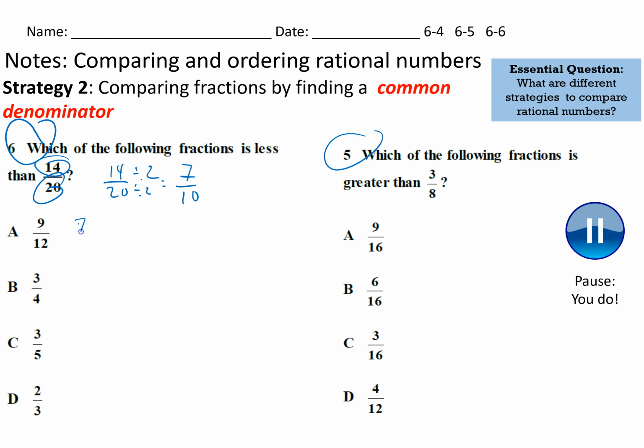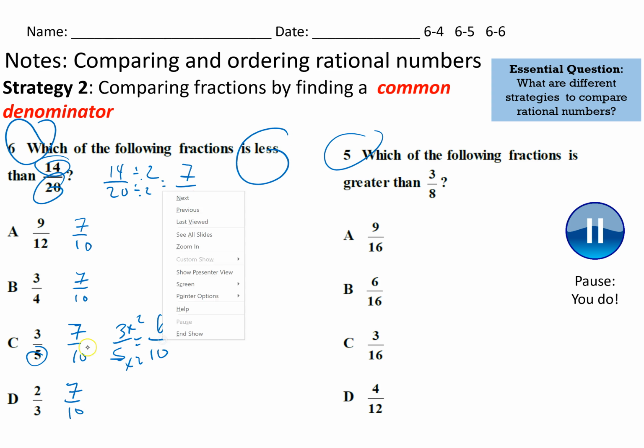So I come down here and I say, okay, 7/10. Now, I'm actually going to change my mind here and show you that, what do I do, Mr. Everett? It depends. This one, I can use common denominator because I'm going to take 3/5, multiply by 2, multiply by 2, and I get 6. So it says which one is less? So 6/10 is less than 7/10. This is probably going to be right.